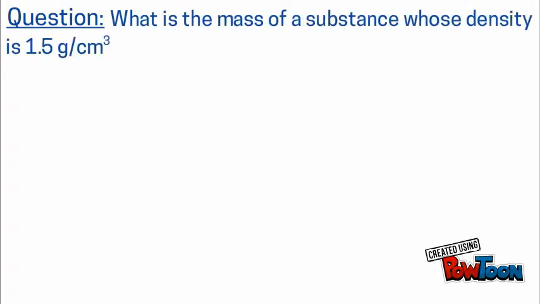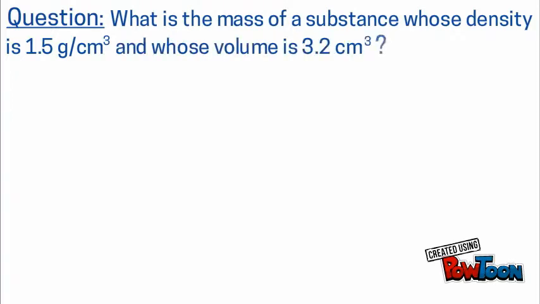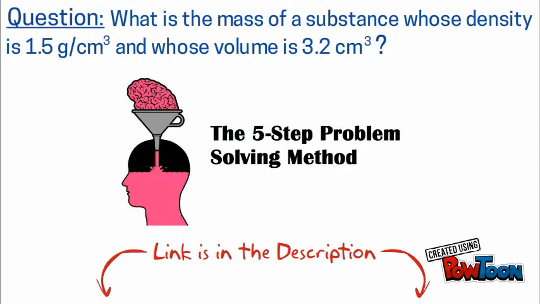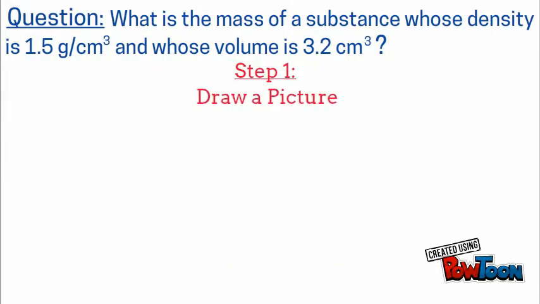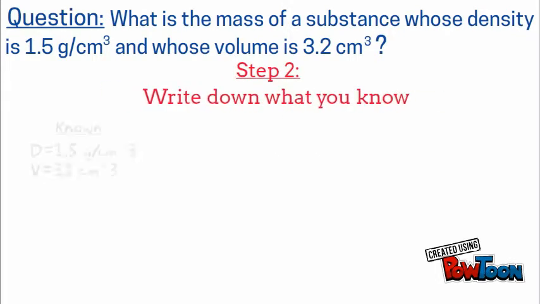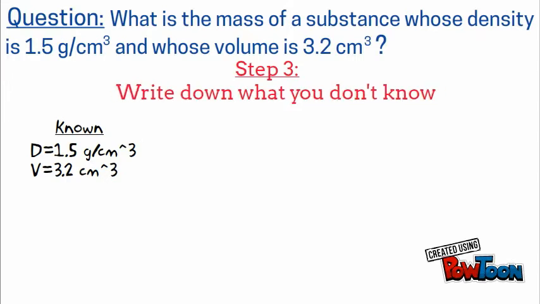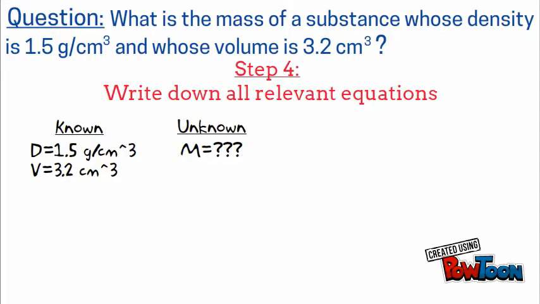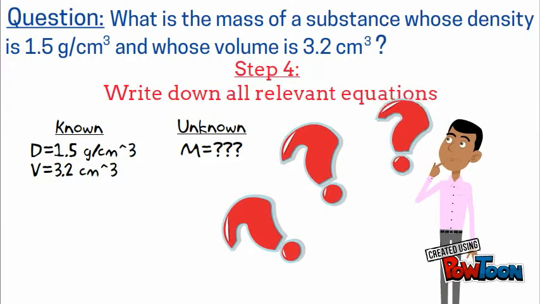Let's start with a simple chemistry problem. What is the mass of a substance whose density is 1.5 grams per cubic centimeter and whose volume is 3.2 cubic centimeters? We're going to follow my 5-step problem solving method, so if you want to check that out, the link is in the description. First, we can draw a picture, but a picture is not really needed here. The next step is to write down what we know. Now we write down what we don't know. The fourth step is to write down the relevant equations. But let's say we don't know what the right equation is.